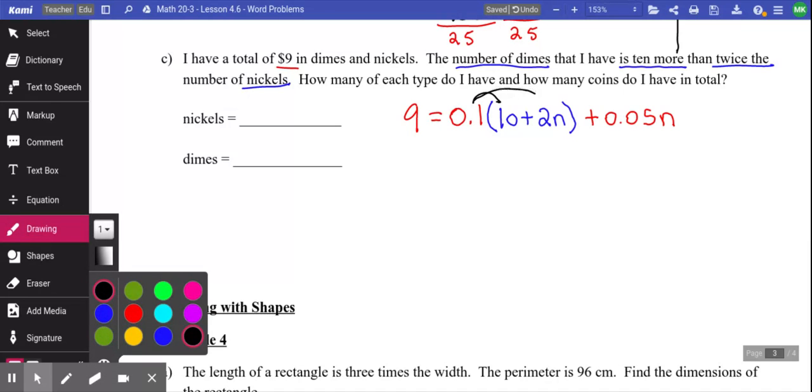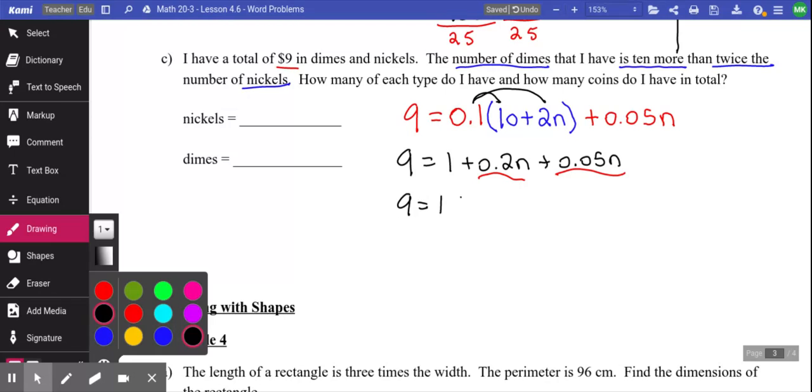Again, I'm going to solve this pretty quick. So I multiply the 0.1 into the brackets. That gives me 9 equals 1 plus 0.2n. Then I have the 0.05n after that. I'm going to collect my like terms. These n's can go together. So I have 9 equals 1 plus 0.25n.